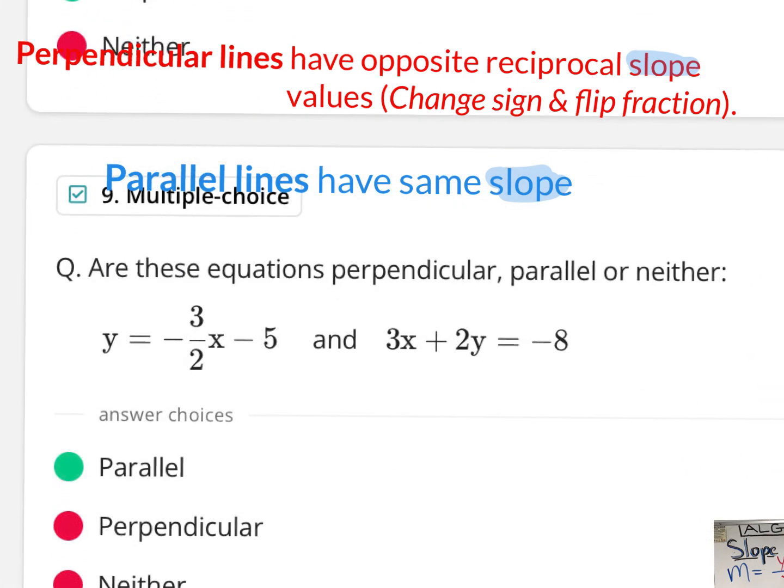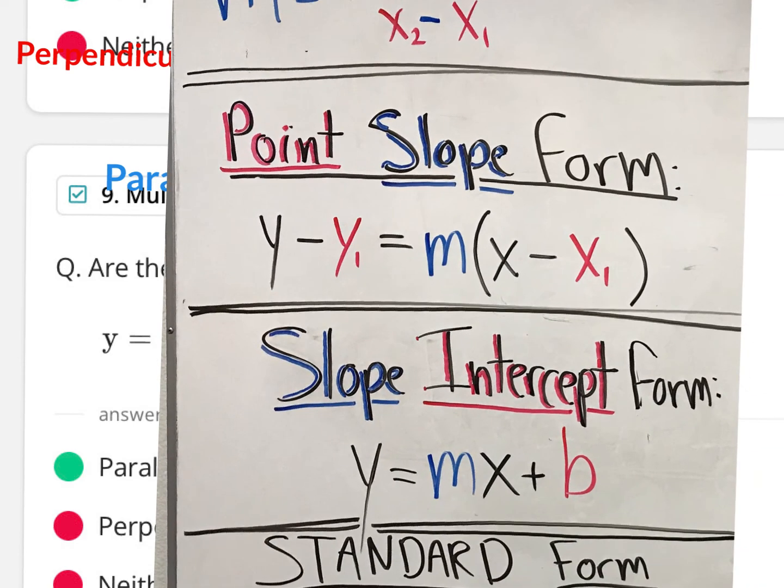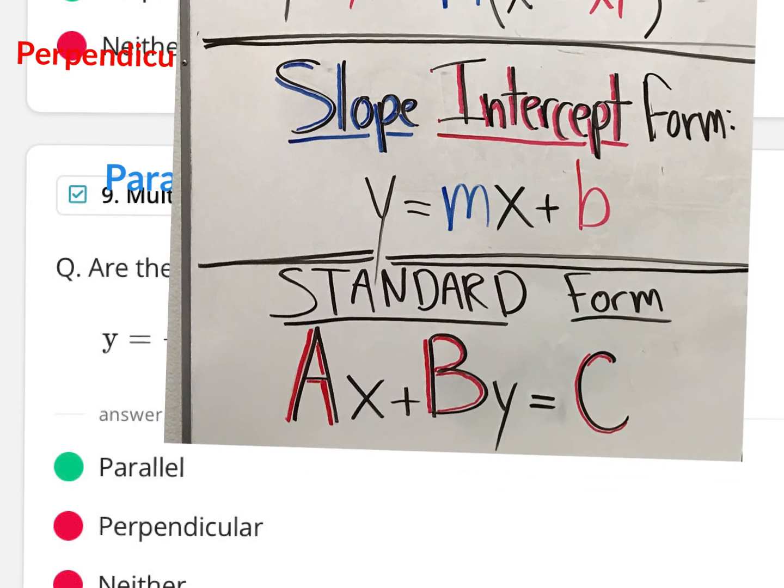Are these equations perpendicular, parallel, or neither? Once again, in order to compare slopes, you either have to have it in slope-intercept form or point-slope form. This is the only way you can see the m value. If it's in standard form, you cannot see an m value. So what would you have to do with a standard form equation like we have right here? You'd have to manipulate it and get y by itself so it looks like slope-intercept form, so then you could look at the slope and compare it to the other one.